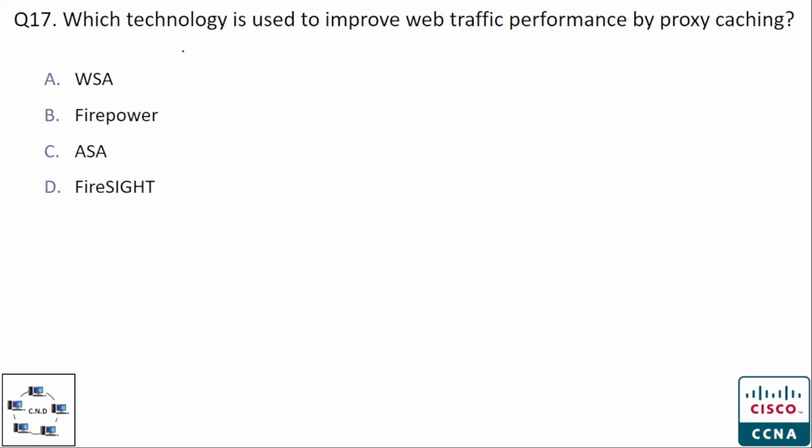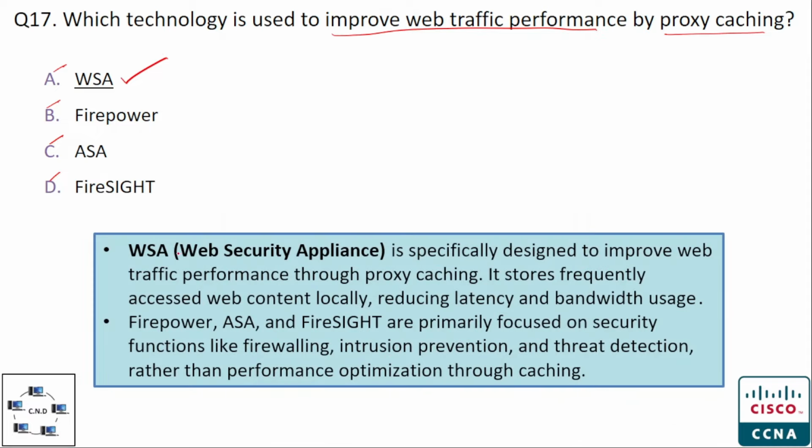Question number 17. Which technology is used to improve web traffic performance by proxy caching? And the options are option A, WSA, option B, Firepower, option C, ASA, and option D, FireSIGHT. And the correct option is option A, WSA. So what is WSA?